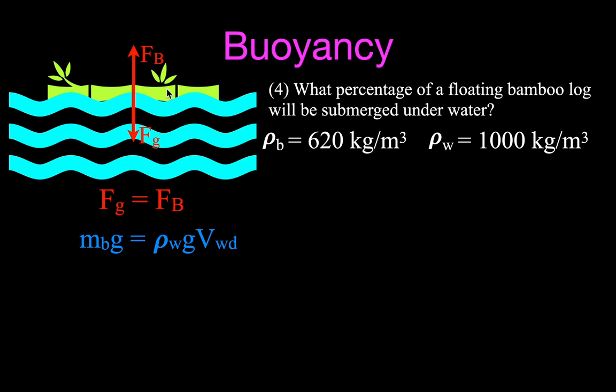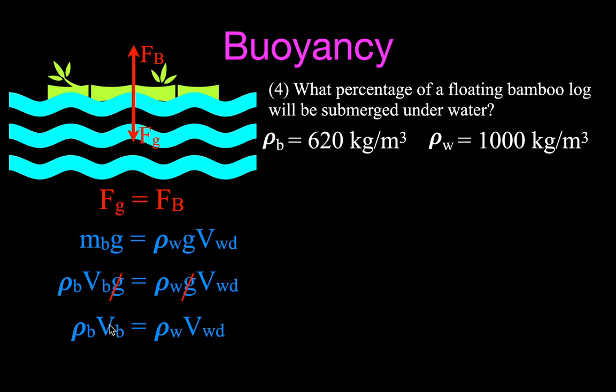Okay, so now we can put in here the mass of the bamboo. We don't know the mass, but we can substitute in the density of the bamboo from the density equation, that the mass is the density times the volume. And you can see that we have G on both sides, so we can cancel G.